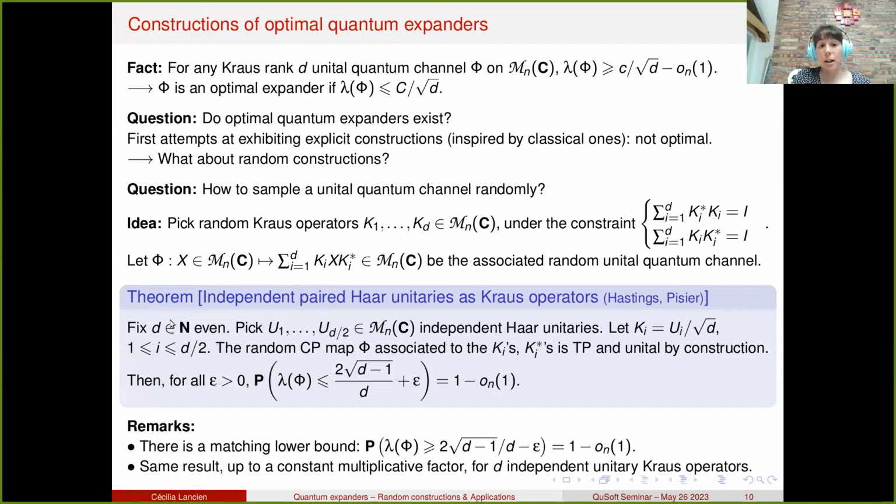So he said, okay, let's fix our Kraus rank D to be even, and then we pick U1 to UD/2, some independent Haar unitaries. Then I set Ki to be Ui divided by square root of D, so I renormalize things. And then I look at the random CP map Phi that has as Kraus operators all the Ki's and all the Ki stars. So I have D Kraus operators, where each time I have one operator and its adjoint appearing. This makes the whole thing a bit nicer, because you have a map which is Hermitian, since both Ki's and Ki stars appear. By construction, it's trace preserving and unital, because your Kraus operators are unitaries.